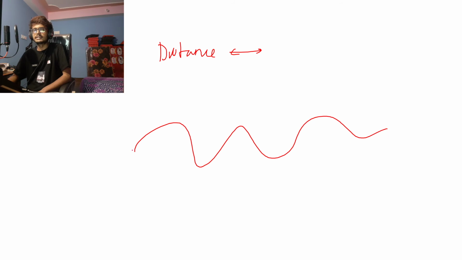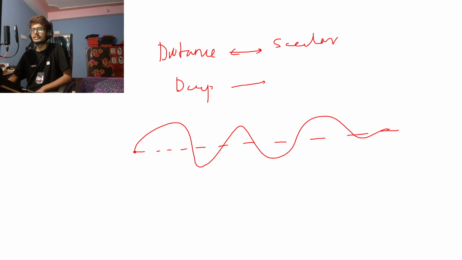Distance is basically the total path length traveled by a body. So if it's a hilly terrain, you have to consider this entire path, so that's distance. But the displacement in the same case will be this thing, the shortest distance between any 2 points. So displacement is the shortest distance, and distance is the total path length of the body. Distance is a scalar quantity, it should be very clear, and displacement is a vector quantity. This also should be very clear.